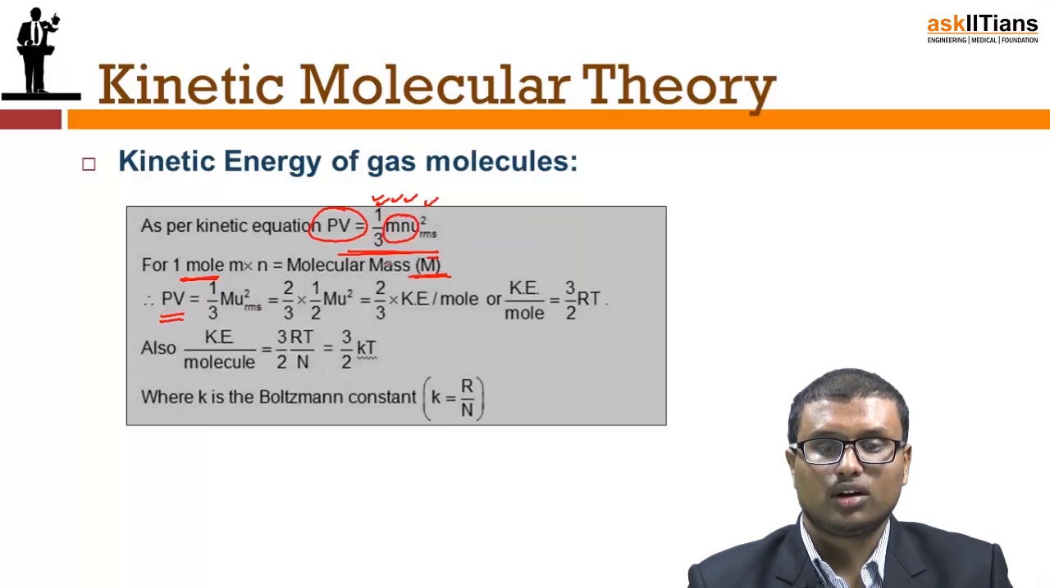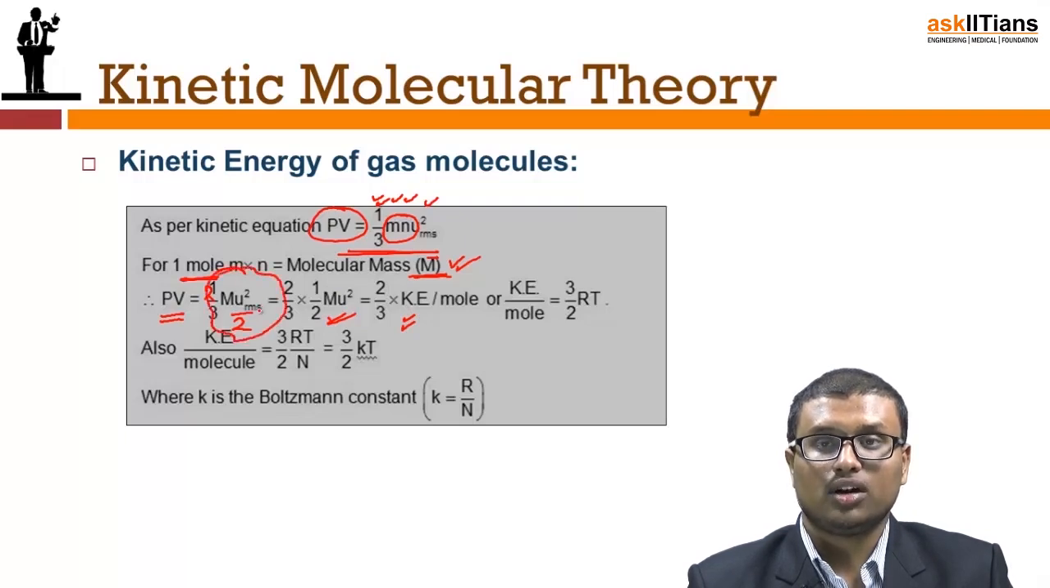Because this product of mn will be capital M. So it will be what? Now I am multiplying numerator and denominator by 2. So it will be 2 by 3 into half M URMS square. So it will be 2 by 3. And what is half M URMS square?